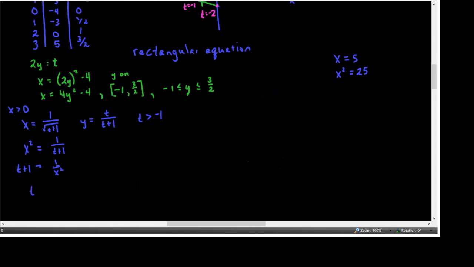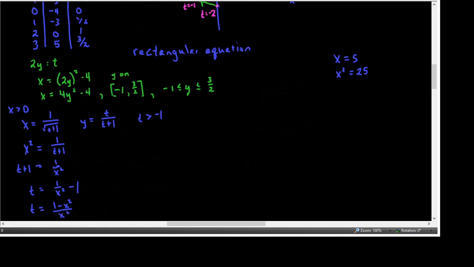Then to solve for t in its final form, that would be 1 over x squared minus 1. Well, I guess it doesn't have to be the final form. You could actually get a common denominator and subtract those two. In fact, let's go ahead and do that. So this would be 1 over x squared minus x squared over x squared, which would be 1 minus x squared all over the common denominator x squared.